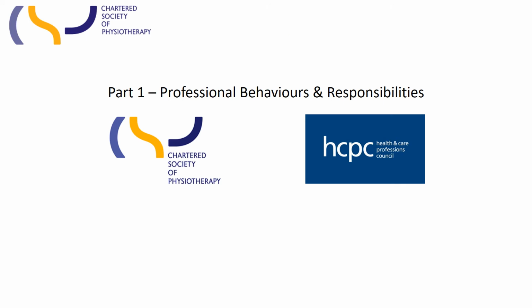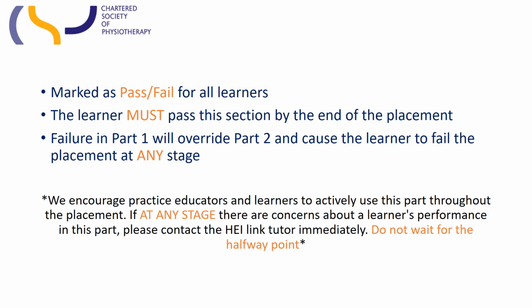The first assessed part of the CPAF is Part 1, Professional Behaviours and Responsibilities. This incorporates the CSP's Code of Members' Professional Values and Behaviours and the HCPC Guidance on Conduct and Ethics for Students. This part is marked as a pass or fail for all learners, and the learner must pass the section by the end of their placement. Failure to do so will override Part 2 and cause the learner to fail the placement at any stage.